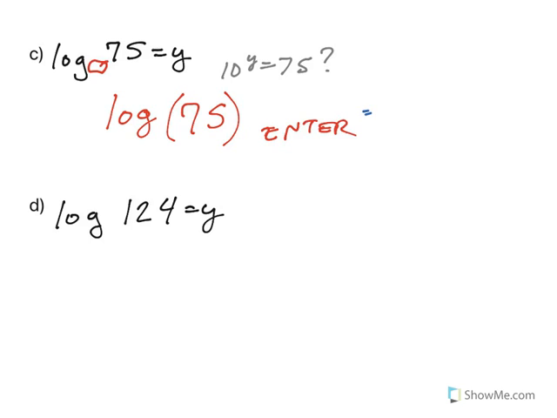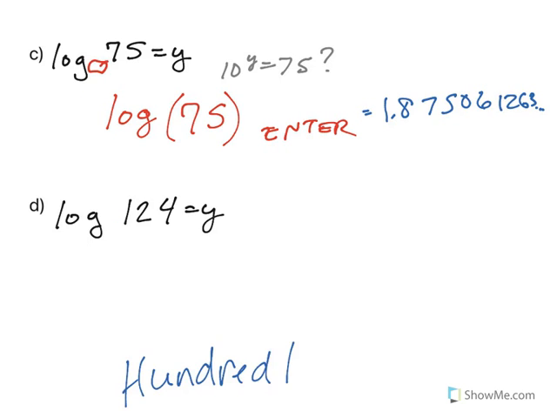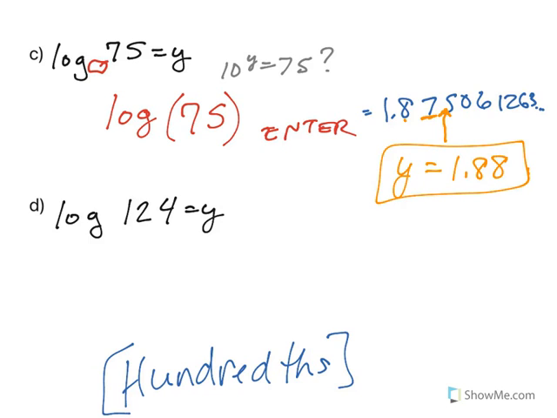That's going to spit out 1.875061263, and it goes on and on. These are not so great, so let's round to the nearest hundredth. It's between 1 and 2, as I said. For the nearest hundredth, I'm looking at my 7, so I go one place past. The 5 tells me to round up. So y is going to be 1.88, rounded to the nearest hundredth. 1 and 88 hundredths.